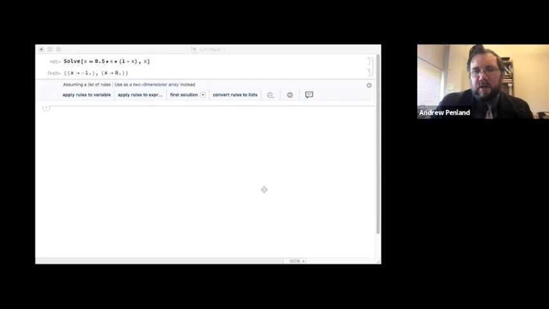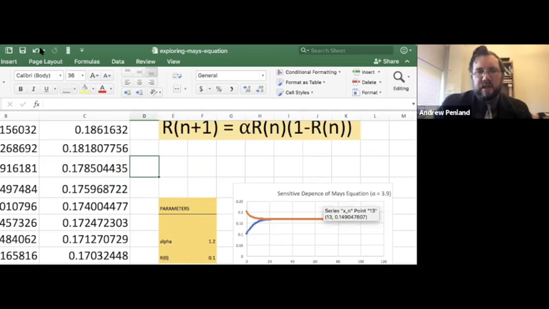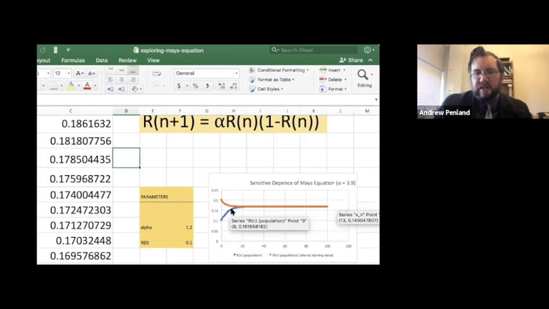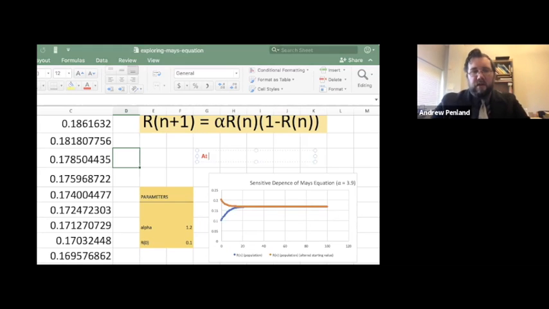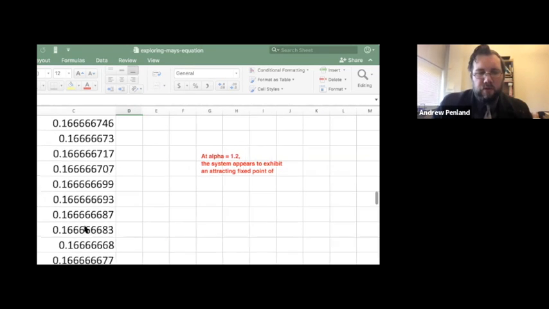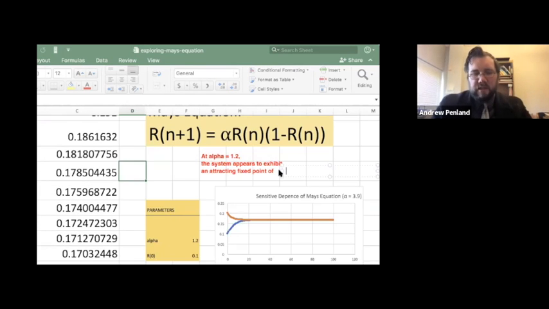Let's see if we can figure out where does the attracting fixed point become non-zero. So in Microsoft Excel, I am going to change the alpha parameter to 1.2. And now it looks like I have an attracting fixed point. The attracting fixed point is not 0. So I would say at alpha equals 1.2, the system appears to exhibit an attracting fixed point of like 1.6 repeating roughly. And I'm just seeing that experimentally.